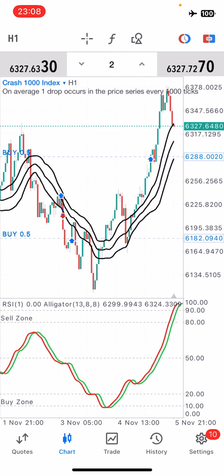Now, today I've got this strategy that you can see that helped me catch that big trend on Crash 1000 index. As you can see, we're currently deep in profit on Crash 1000. So today we're going to review this strategy.